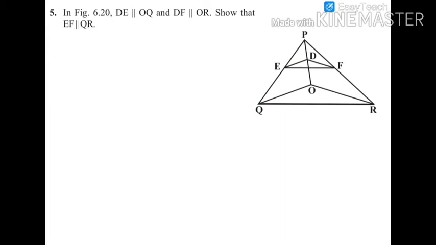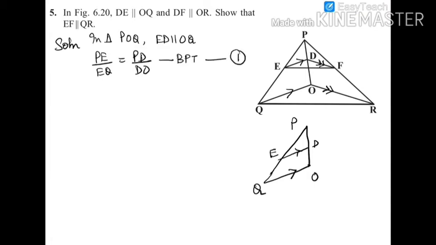Question number 5 of the same exercise. In figure, DE is parallel to OQ and DF is parallel to OR. Show that EF is parallel to QR. Mark the parallel sides in the figure. So we have 3 triangles that we are going to use in this figure. Triangle PQO has ED parallel to QO.